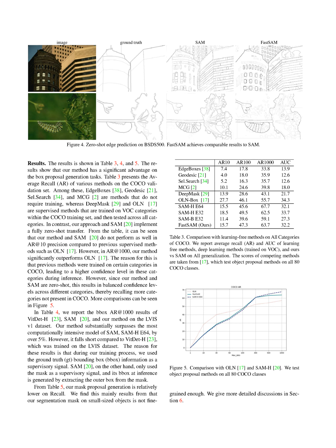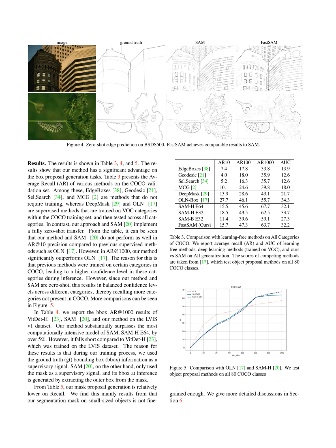Our method and ViTDet don't fare as well in R at 1.0 precision compared to previous supervised methods like OLN. However, in R at 1.000, our method significantly outperforms OLN. This is because previous methods were trained on certain categories in COCO, which resulted in them having higher confidence levels in these categories during inference. In contrast, our method and ViTDet, being zero-shot, result in balanced confidence levels across different categories. This allows us to recall more categories not present in COCO. You can see more comparisons in Figure 1.